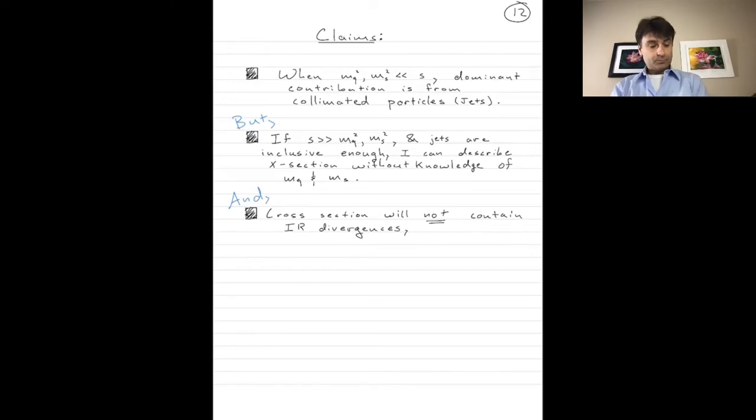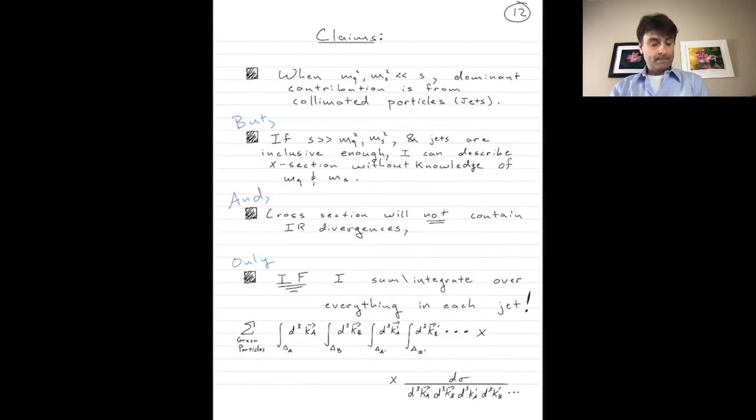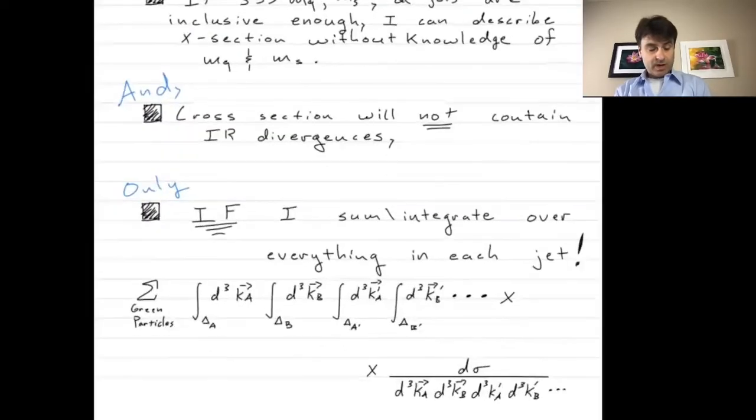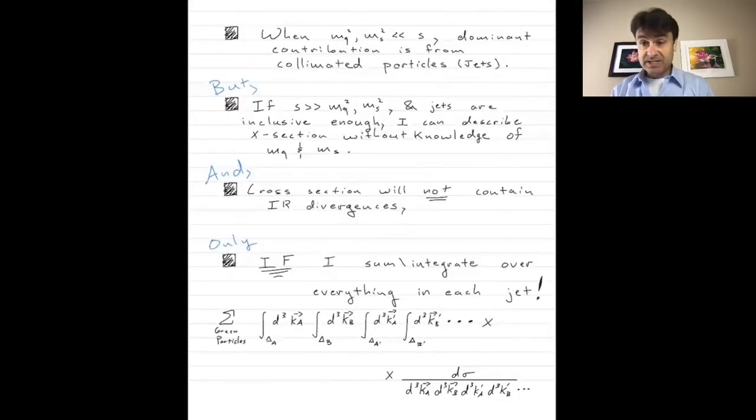Okay. But, and again, I'm emphasizing something I already said, this is all only going to hold if I sum and integrate over everything inside of each jet. So let me actually express that in formulas now. So what we're saying is that we're going to start with cross sections of this form. So d sigma, and it's going to be at least differential in Ka vector and Kb vector.